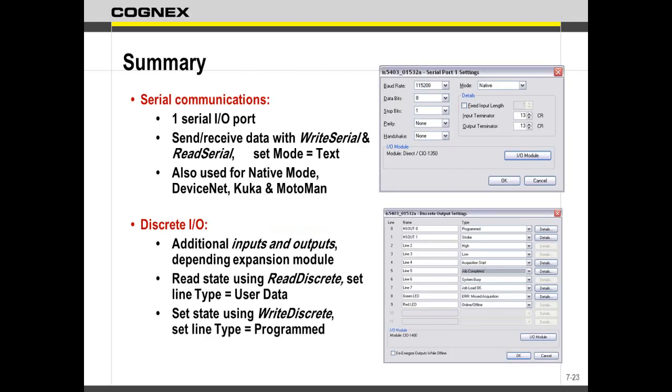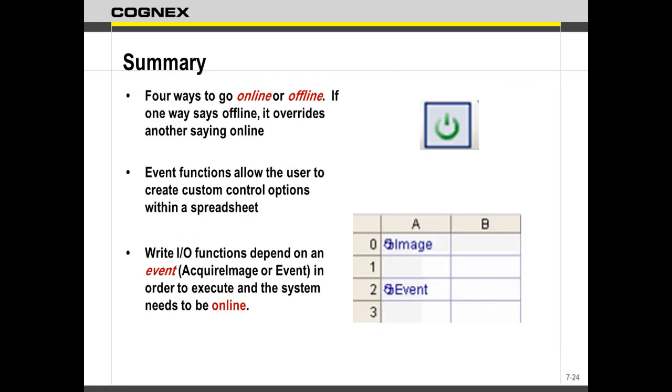So we talked a little bit about serial communication. We talked about how we could send and receive serial using the text mode. And we also talked about some of the other modes, such as native mode communication and some of the robot communication. We also talked a little bit about discrete outputs, and that we're going to get additional ones depending on the expansion module that we use. We can use read discrete to help us read information coming from user data. And we can also use write discrete to bring in or to write out some programmed information.